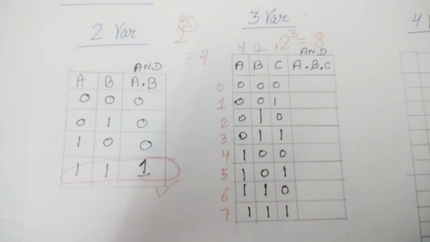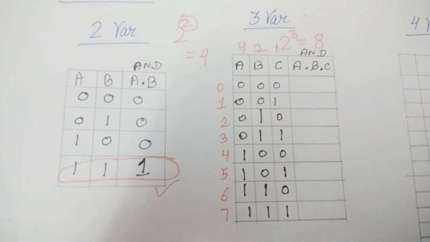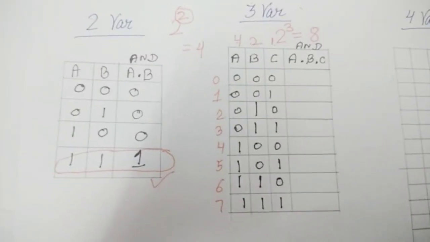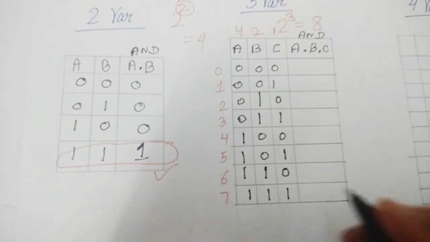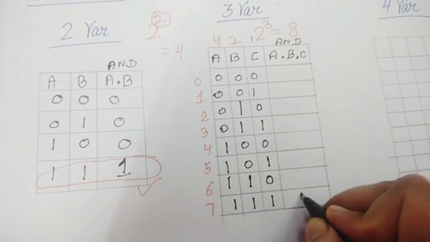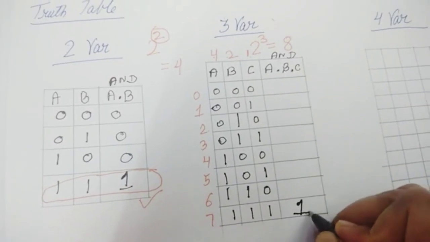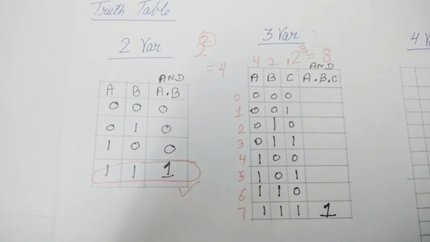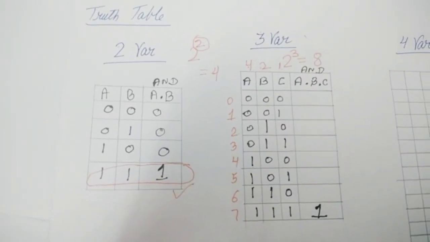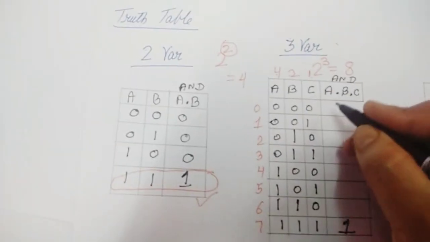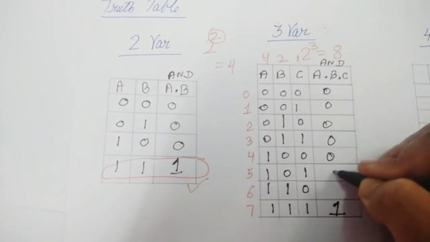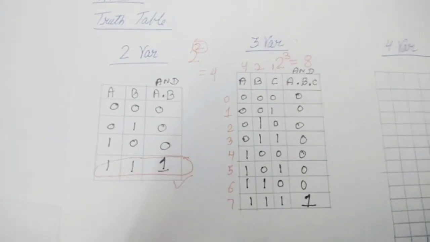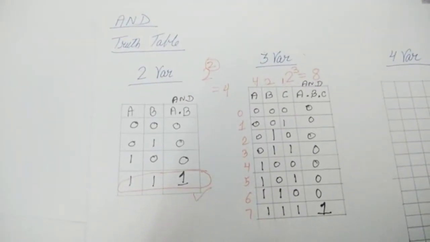Now for drawing the output of AND, see, all the inputs should be 1. Then only the output is 1. So here again, only the last row is the row in which all the inputs are 1. So the output here will be 1. Rest all zeros. 3 variable truth table clear?